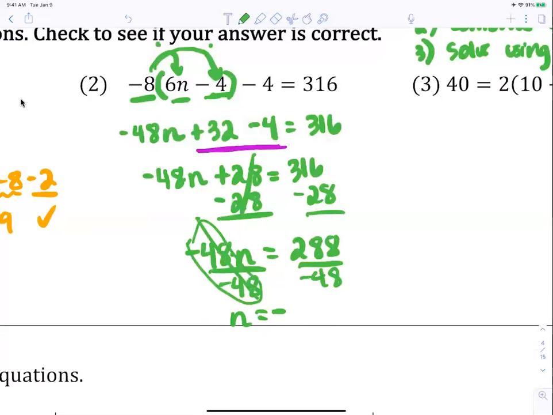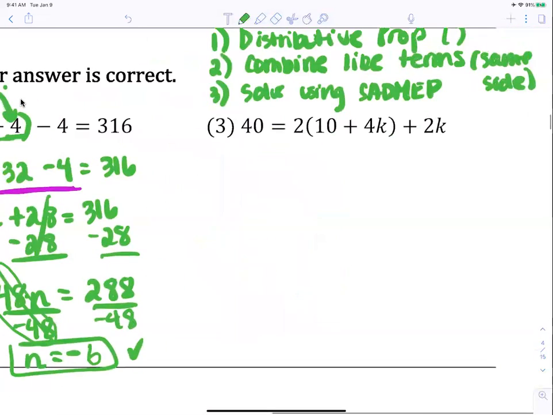Wow, that -6 went crazy. There we go. And we have our final answer, which of course you could plug back into the top and check. Hopefully you guys believe me that I checked it for you already, but n equals -6 is totally the correct answer. Okay. So what I want you guys to do right now, pause your video, and try example 3 on your own.